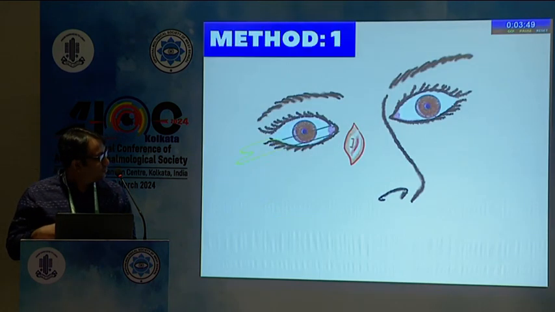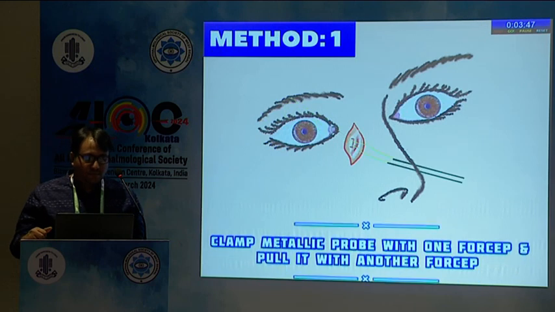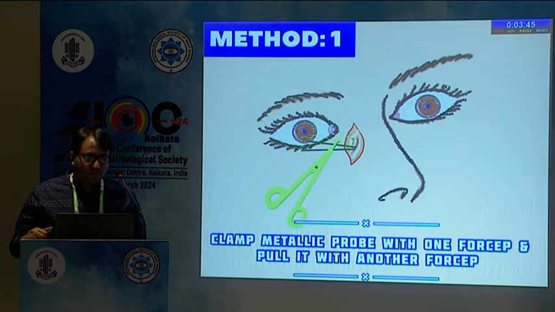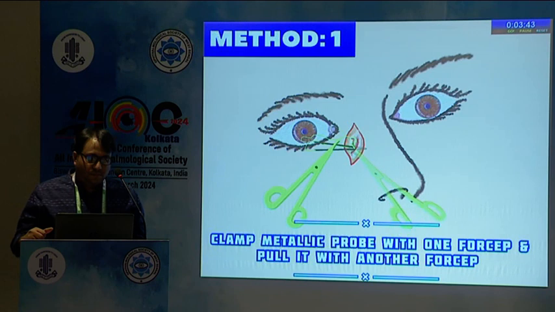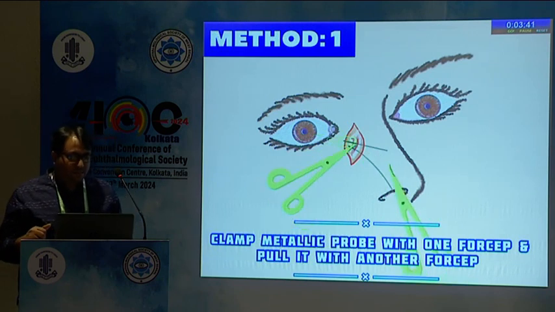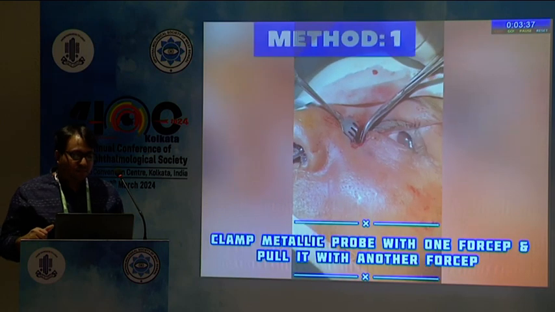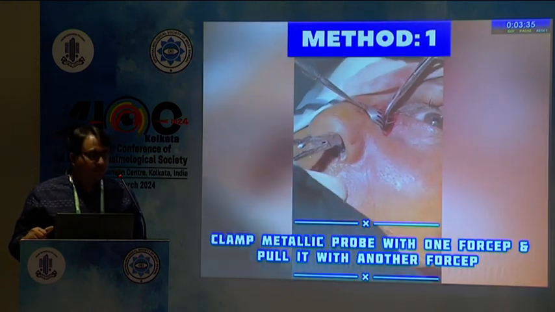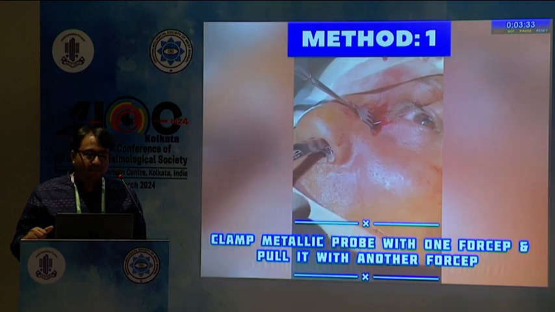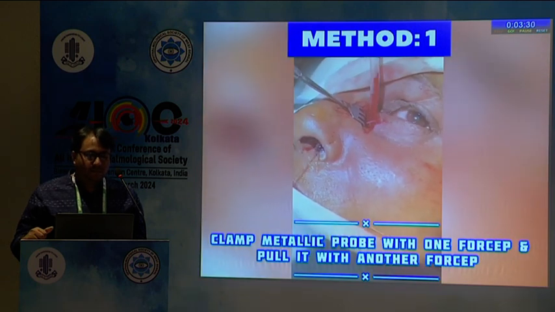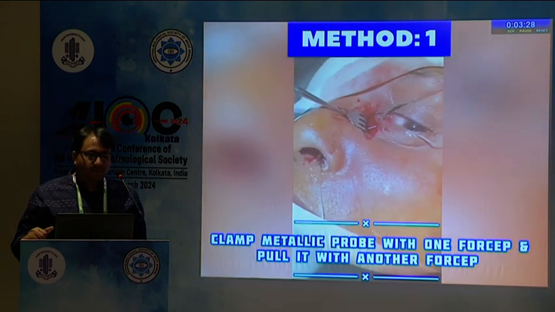In the first technique, the metal probes are clamped using artery forceps after being passed through the lacrimal sac. These clamped probes are then gradually maneuvered into the ostium. Another artery forceps is introduced into the ipsilateral nasal cavity that is used to retrieve the ends of the metal probes. These probes are then brought out through the nostrils, cut from the silicone tube and tied.